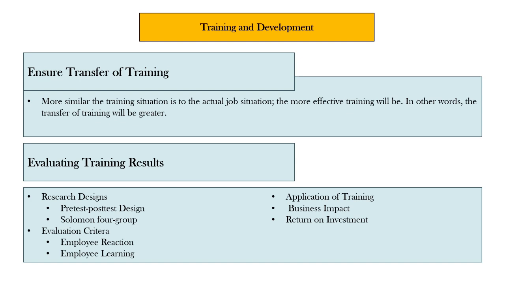Okay, we also have the Solomon four groups design, wherein one group will undergo training but will not take the pre-test. The second group will undergo training and will take the pre-test. A third group will not undergo training but will take the pre-test. And the fourth group will neither undergo training nor take the pre-test.